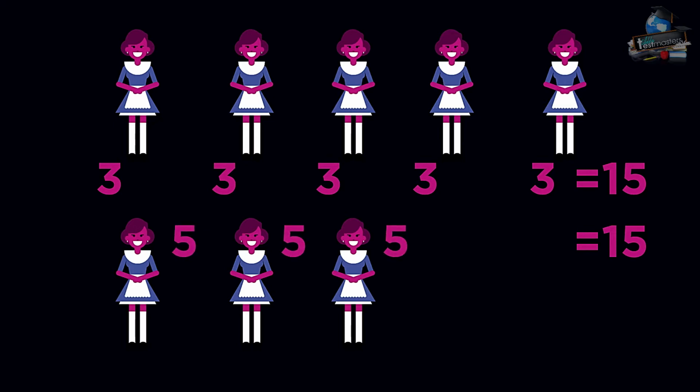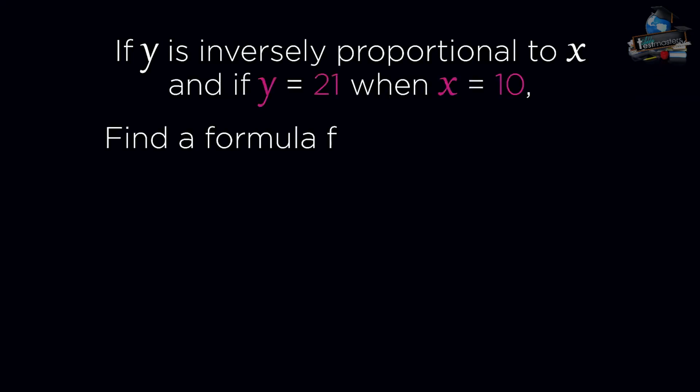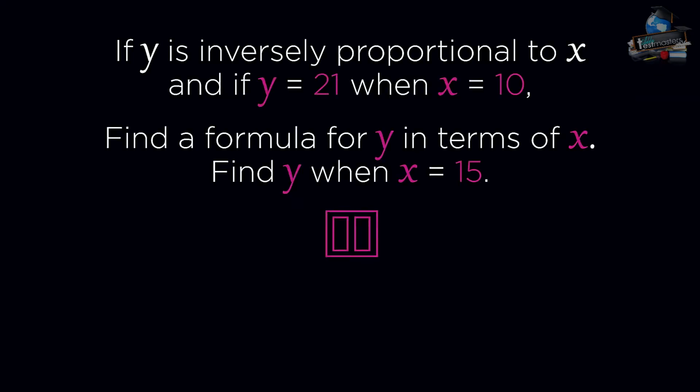In general, if y is inversely proportional to x, you will see it written like this. It may also be written like this, as an equation with the value k. K is the constant of proportionality, which for inverse proportion is the product of two quantities. You may be asked to give a formula for the relationship between two quantities, or to find a value. Consider this question. If you want to have a go yourself, pause the video now.